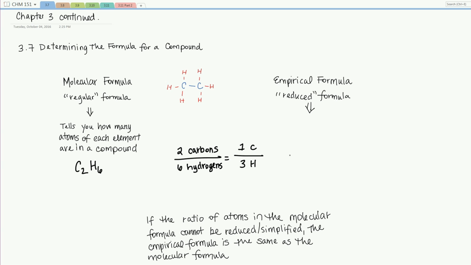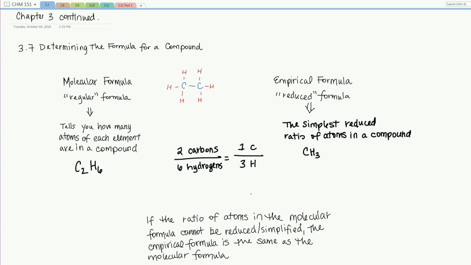So our empirical formula here, again, is the simplest. Let me write this definition out: the simplest, reduced ratio of atoms in a compound. So our empirical formula for this molecule is CH3. We just have 1 carbon, so we don't need to write that.